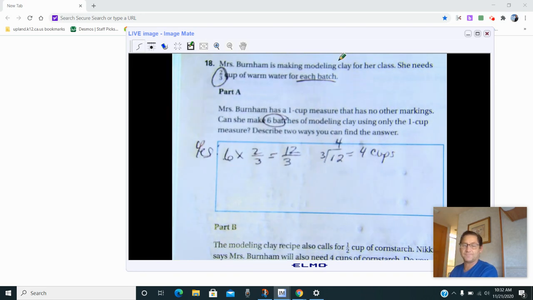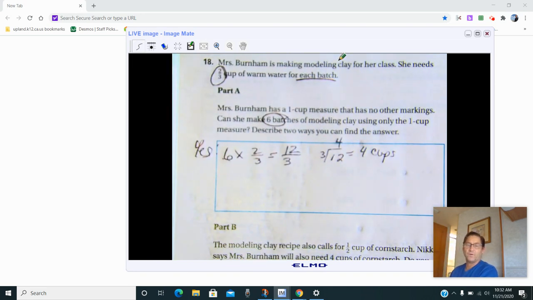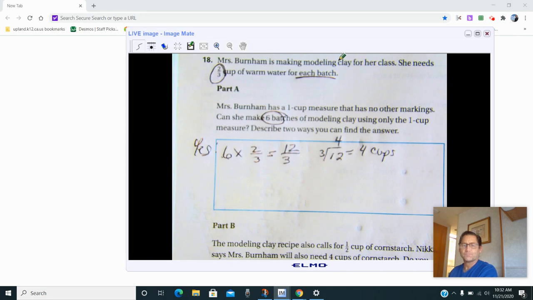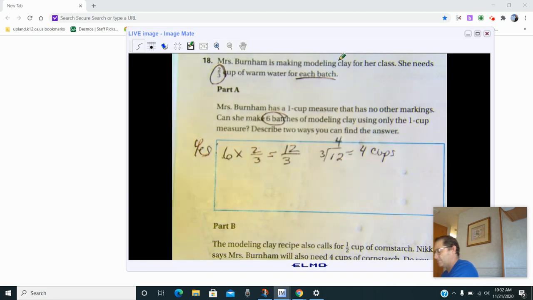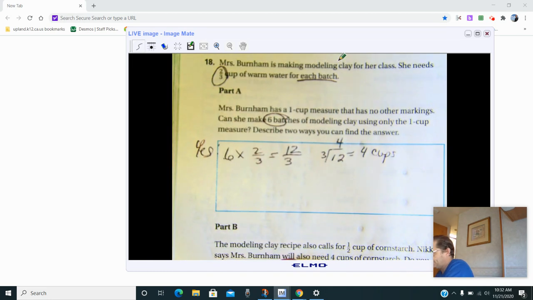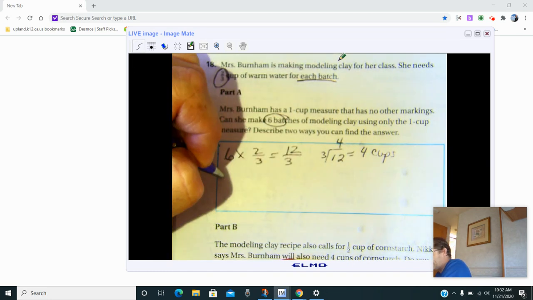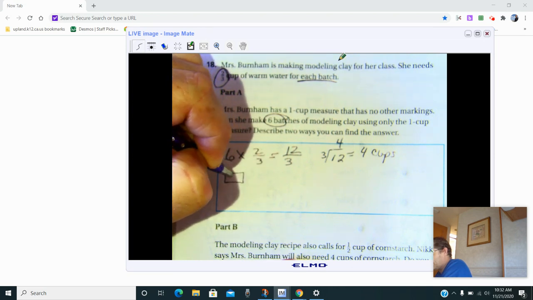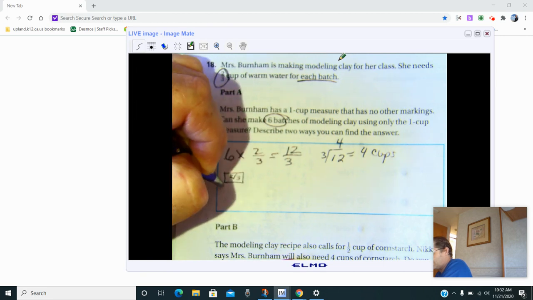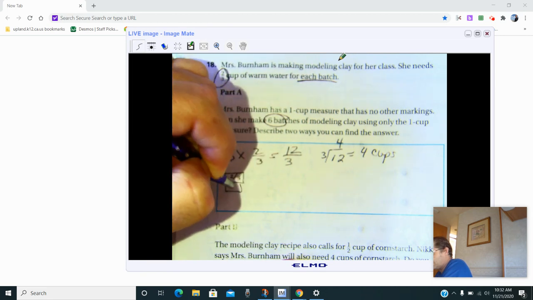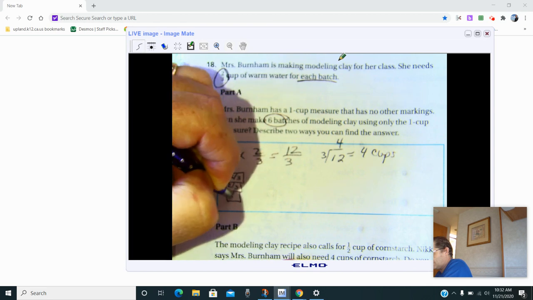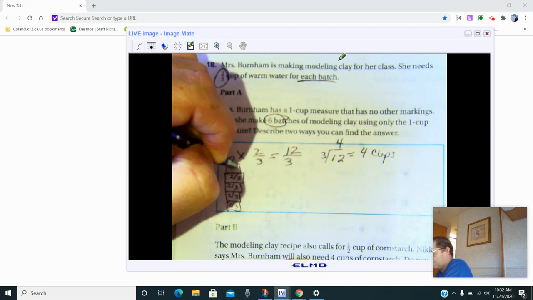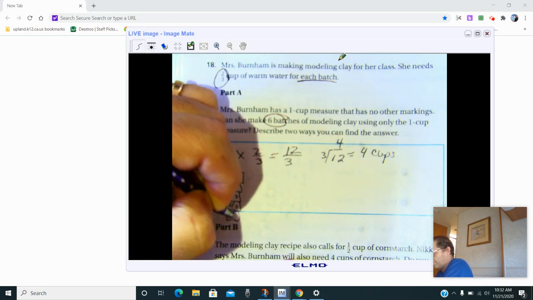Okay, so that's one way. What's another one? Well, we could draw a picture, right? Describe 2 ways. So we could say she's making 6 batches. 2/3, 2/3, thirds, thirds.